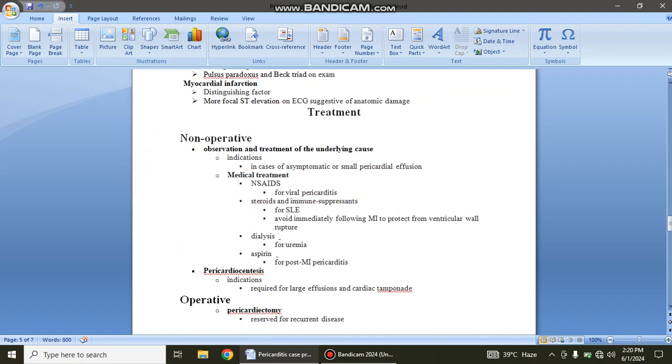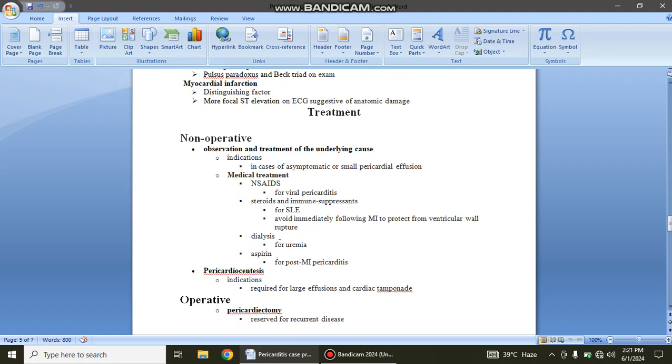Treatment. Non-operative. Observation and treatment of the underlying cause. Indications are asymptomatic or small pericardial effusion. And then there is medical treatment. Number 1, non-steroidal anti-inflammatory drugs for viral pericarditis. Number 2, steroids and immune suppressants. These are for SLE, and to avoid immediately following myocardial infarction to protect from ventricular wall rupture.